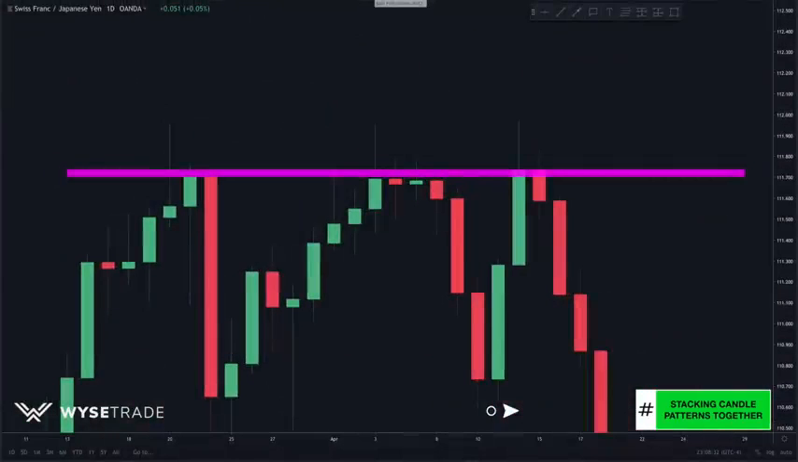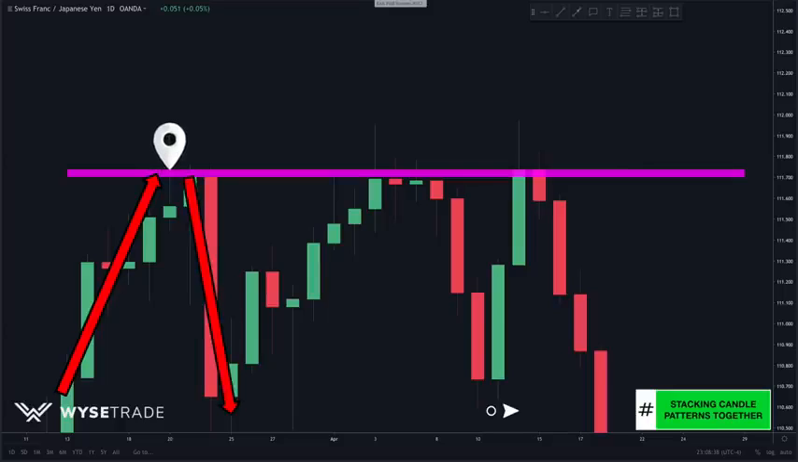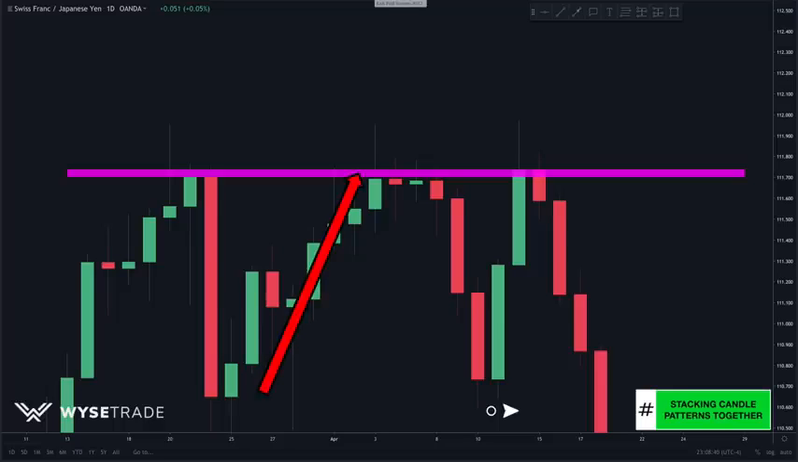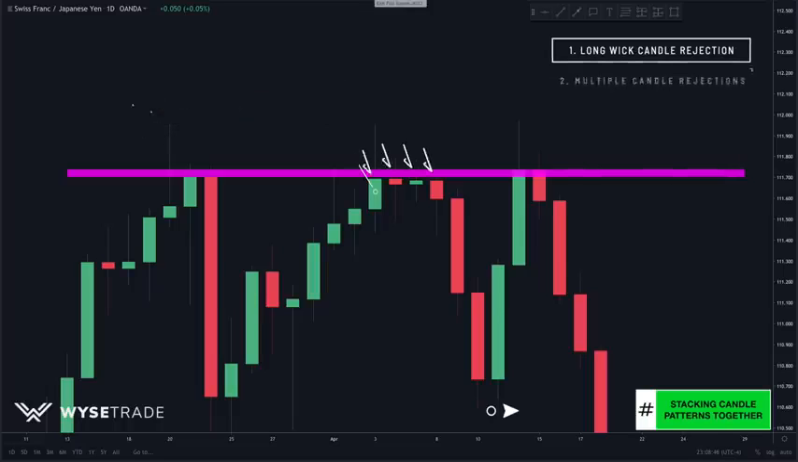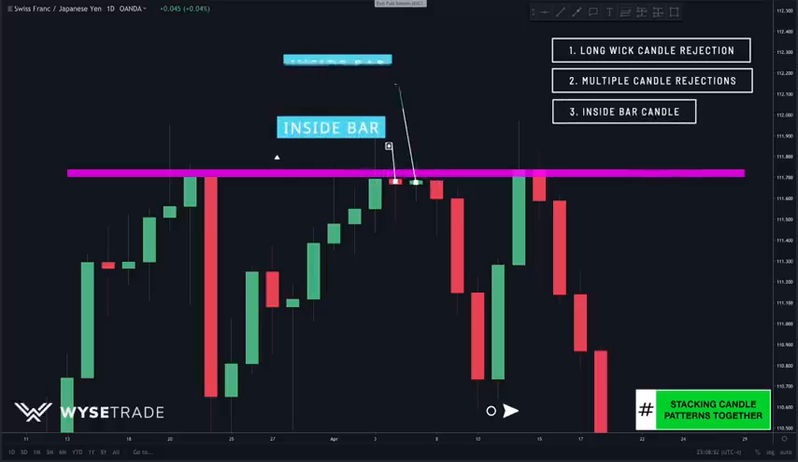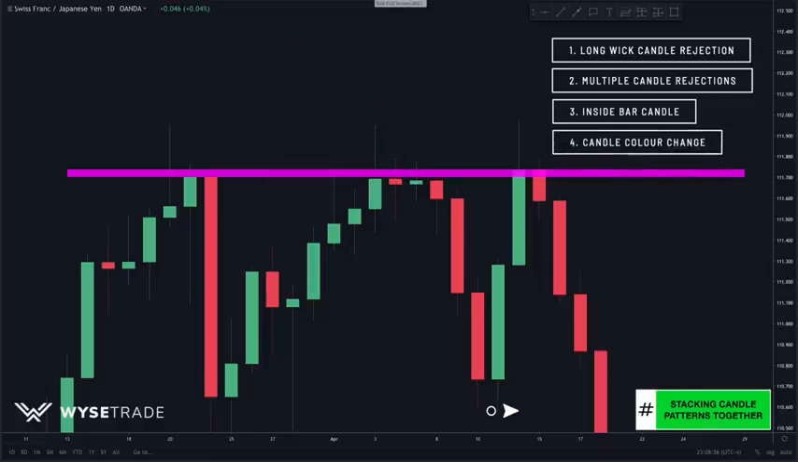Here's the Swiss yen. And again, price came up, hit and reversed drastically, giving us a level of resistance. As price came back up to this level, we had multiple candlestick patterns form. First, a long wick candle rejection. Second, we had multiple additional candle rejections. Third, we had an inside bar, another inside bar. And fourth, a candle color change, as we had all green candles before a red candle appears.